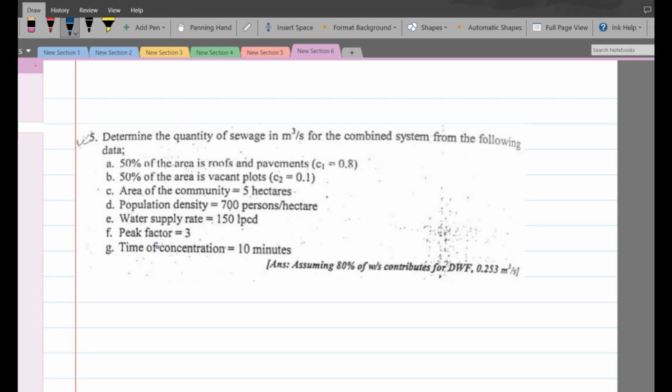Question number 5. Determine the quantity of sewage in meter cube per second for the combined system from the following. 50% of the area is roofs and pavements. C1 is given as 0.8, and 50% of the area is back plots. C2 is given as 0.1. So we need to calculate the average coefficient of permeability, right? So C will be 0.5 into the coefficient 0.8, plus 0.5 times C2, which is 0.1, right? So let's calculate this.